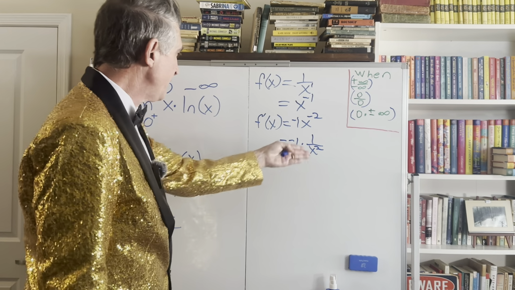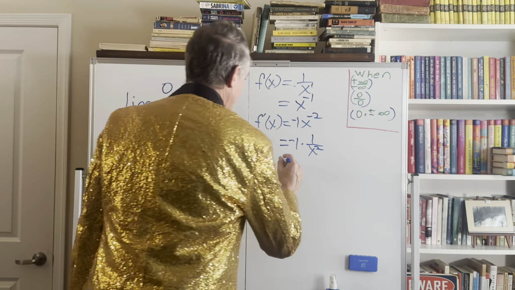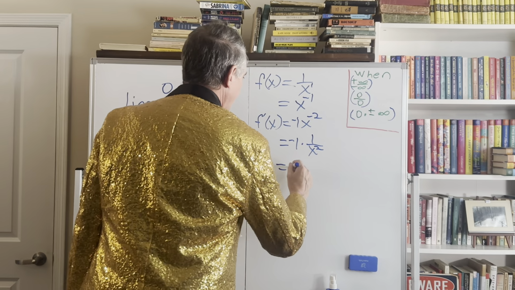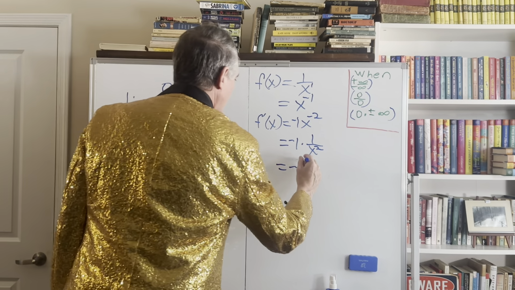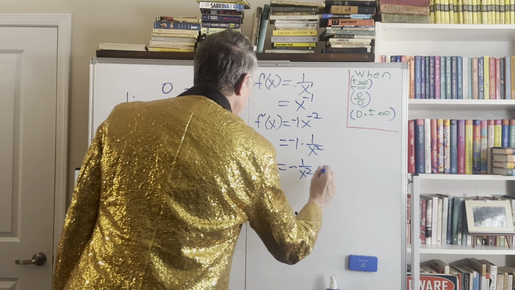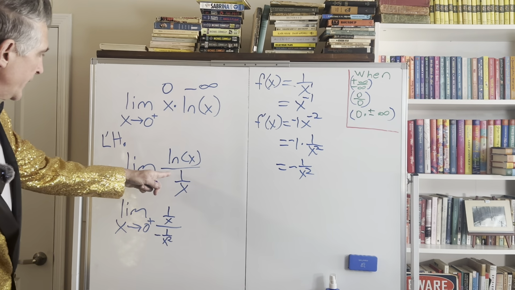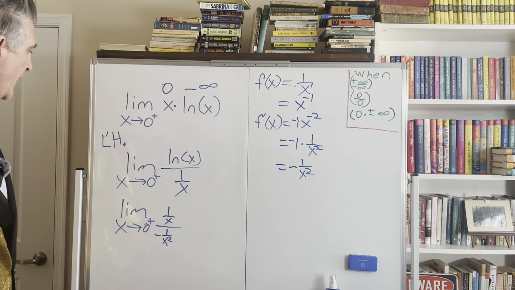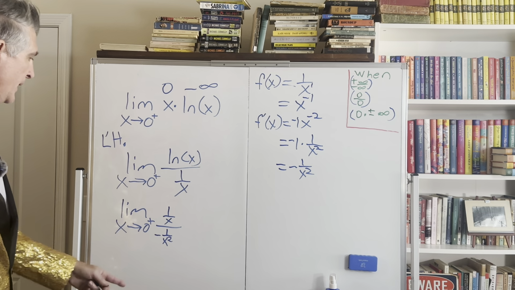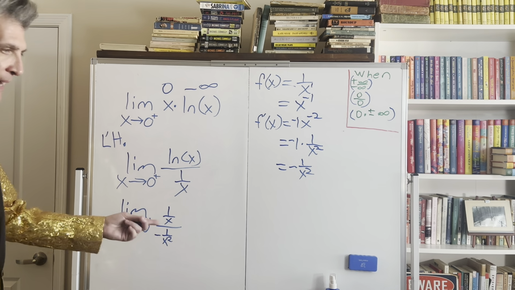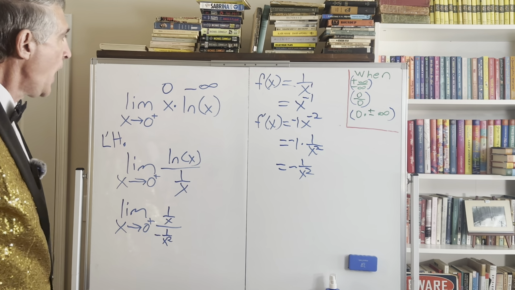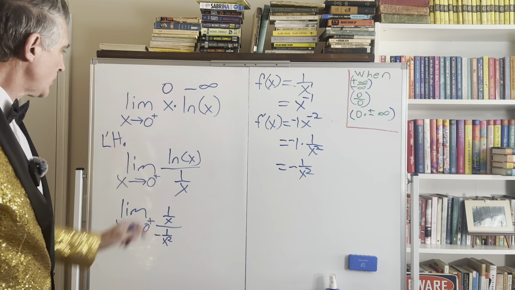All right. Well, anything multiplied by 1 is what? It's just that value. And we know that this is a negative. So I've got negative 1 over x squared. What did I say? The derivative of 1 over x is the 1 over x squared. Negative. I didn't put the negative in there. Okay. Well, we have proven that this is the correct derivative.